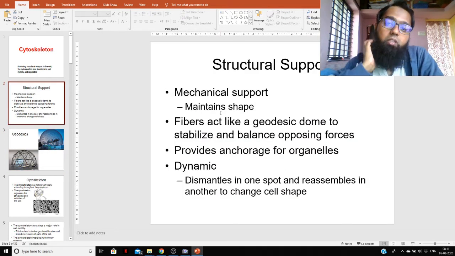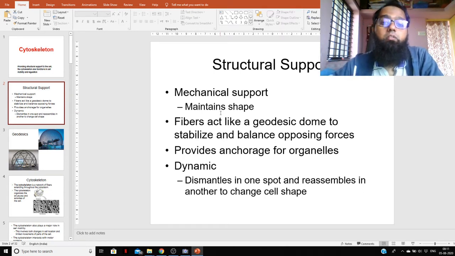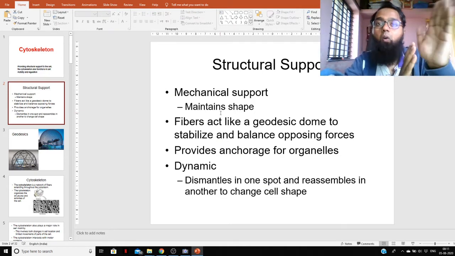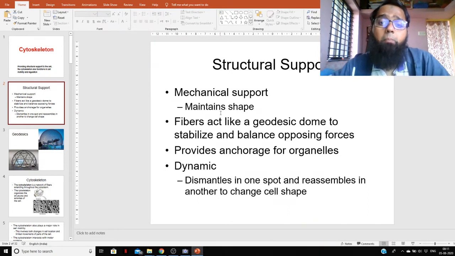So here the fibers, that means the cytoskeletal fibers, also act as a geodesic dome, stabilizing and balancing the opposing forces. That is what I actually mean. Then, it provides anchorage for organelles.